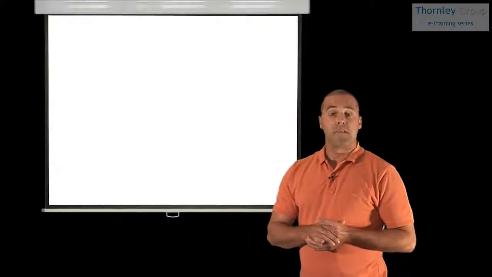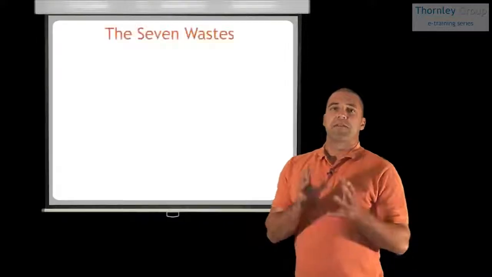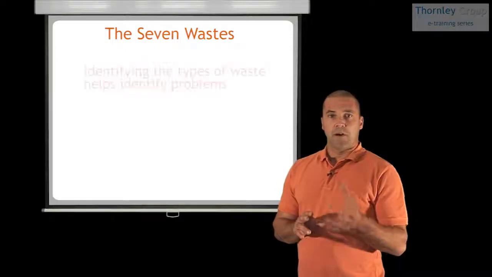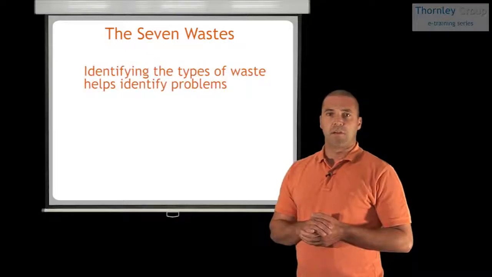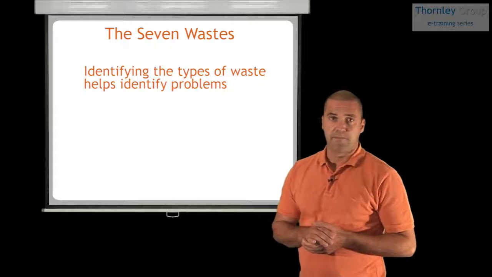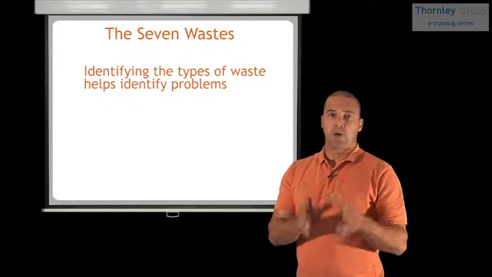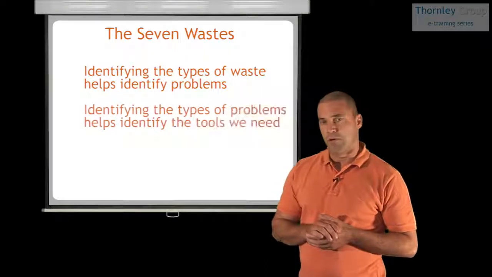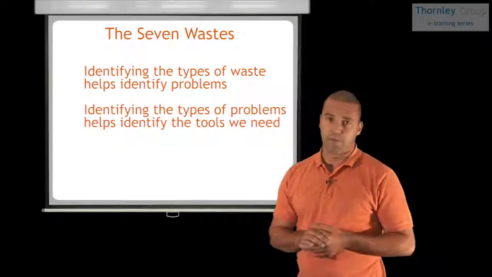Let's talk now about the 7 wastes. These are the things we can look for when we are analysing our value stream map. The type of waste we find gives us clues about what kind of problems we're facing. Once we understand these properly, we'll be in a much better position to think about the lean tools we need to use and why. Now, this is a very important point.